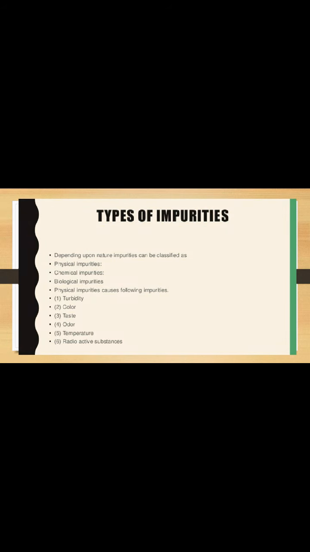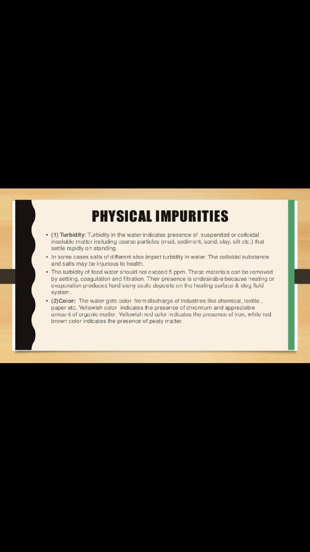Types of impurities: depending upon the nature, impurities can be classified as physical impurities, chemical impurities, and biological impurities. Physical impurities consist of the following: turbidity, color, taste, odor, temperature, and radioactive substances. Turbidity in water indicates the presence of suspended or colloidal insoluble matter, including coarse particles like mud, sediment, sand, clay, and silt, that settle rapidly on standing.